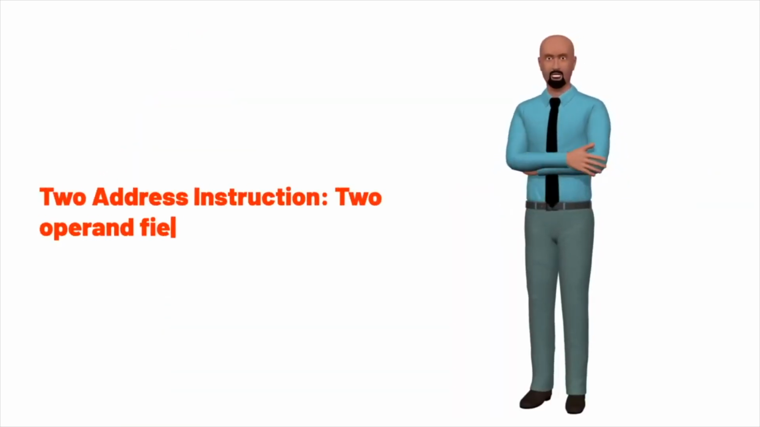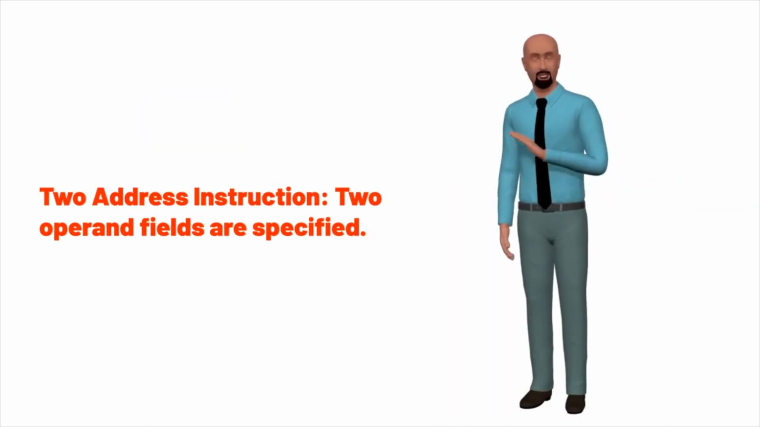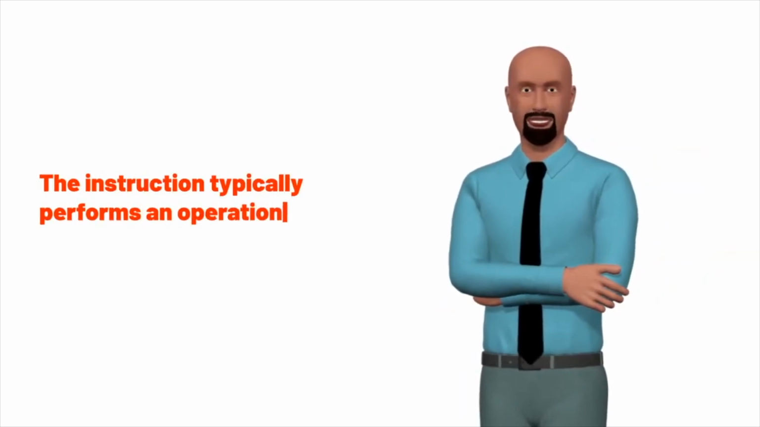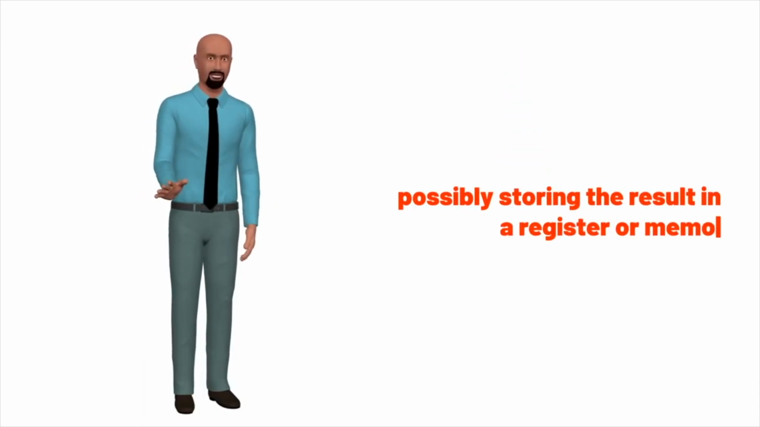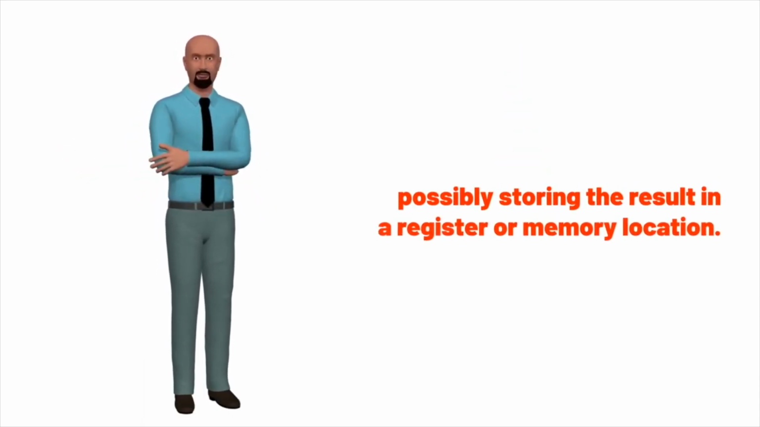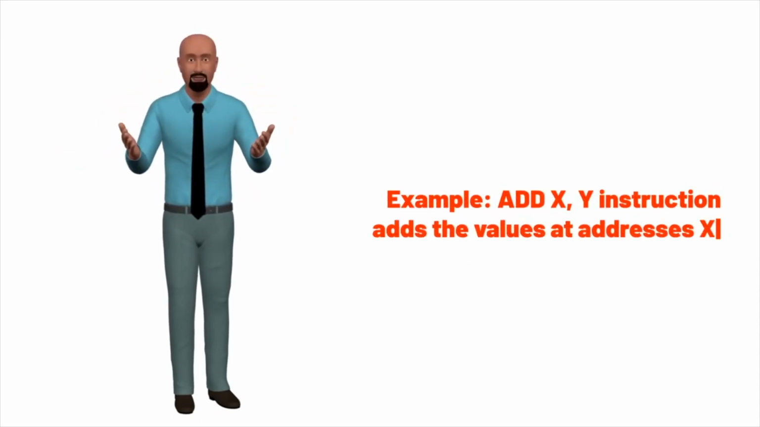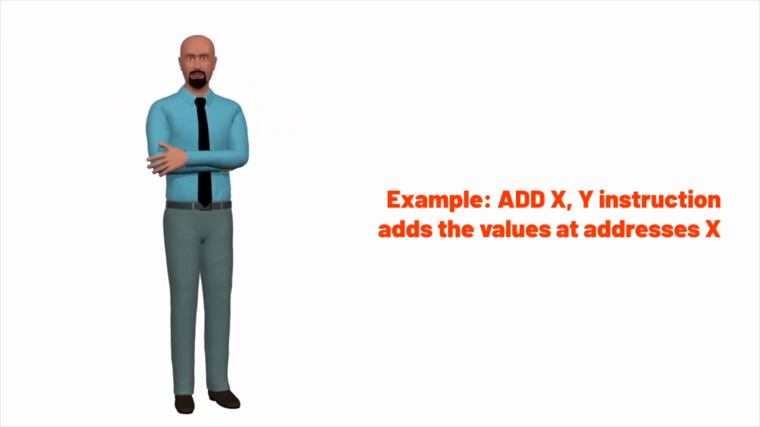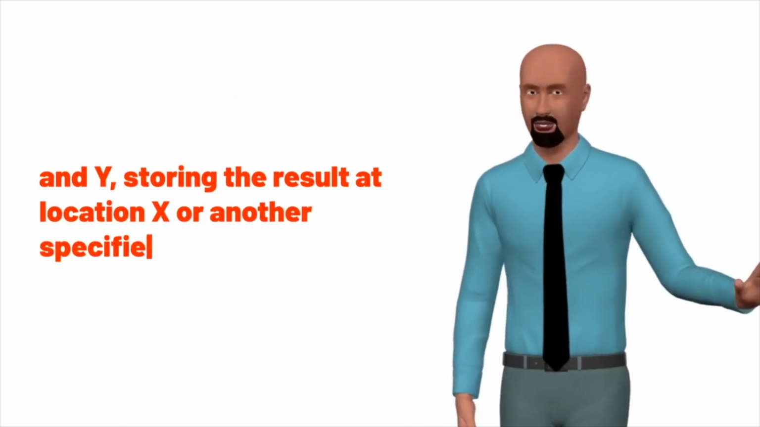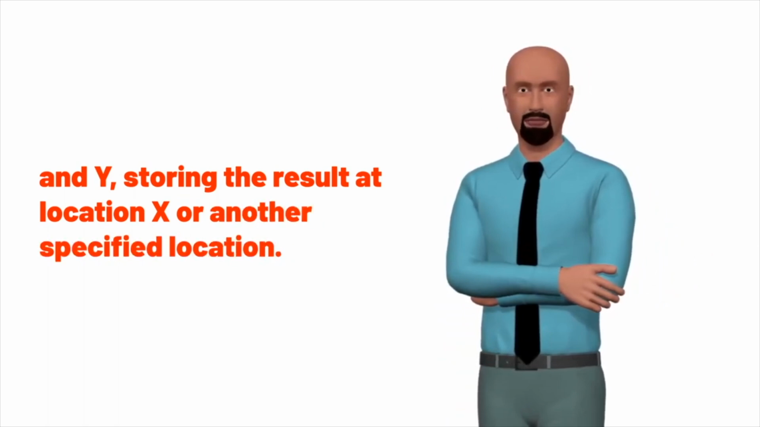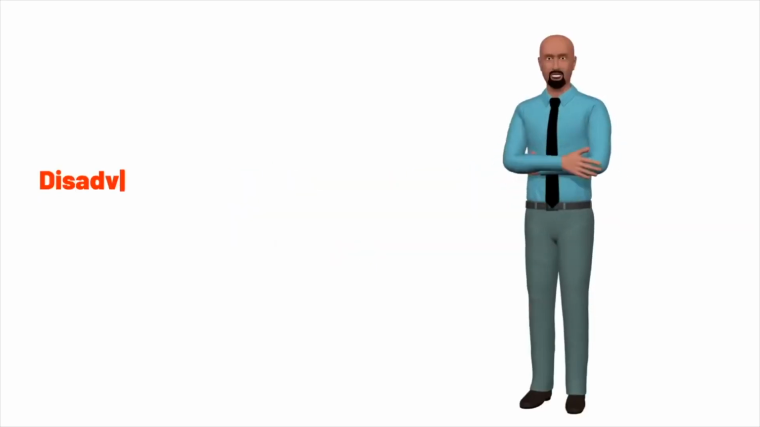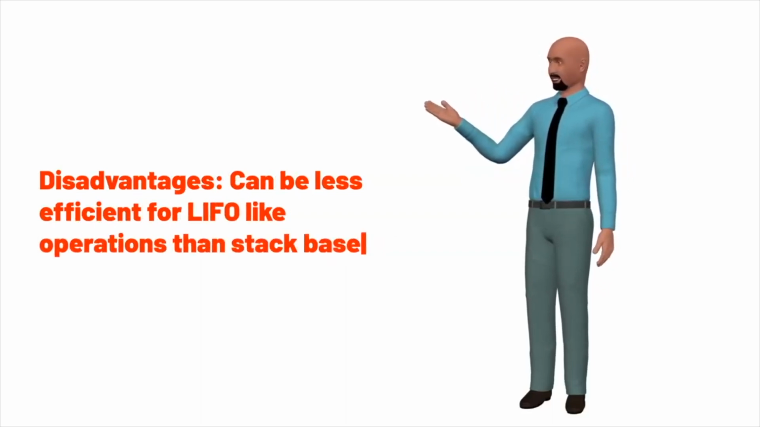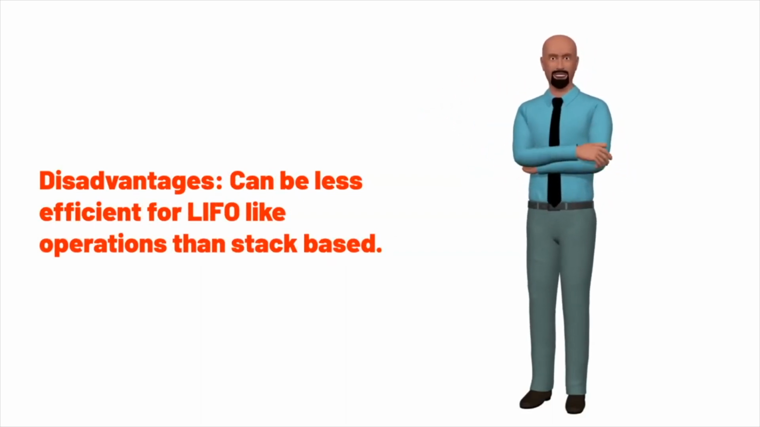2 address instruction, 2 operand fields are specified. The instruction typically performs an operation between the 2 operands, possibly storing the result in a register or memory location. Example: add X, Y instruction adds the values at addresses X and Y, storing the result at location X or another specified location. Advantages: more flexible than one address, suitable for many operations. Disadvantages: can be less efficient for LIFO-like operations than stack-based.